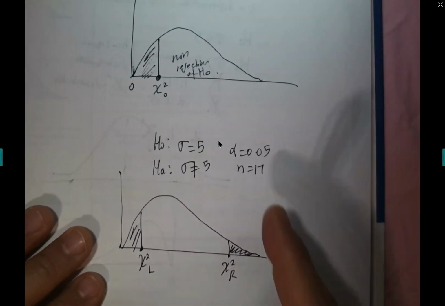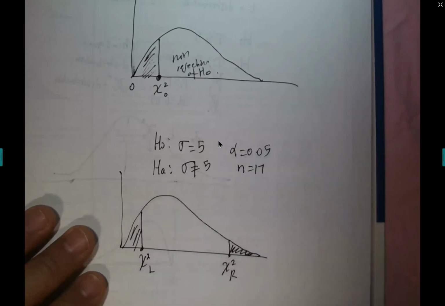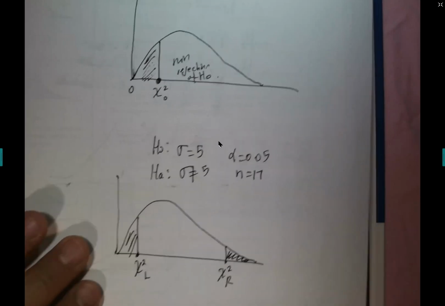Still, n is 17 and alpha is 0.05. Any ideas? So I'm going to project the table now. What would you say, guys, how to find those values? What do we do? Is it just like the confidence interval now? You have two tails. What did you do with the confidence interval? Do you still remember, guys?